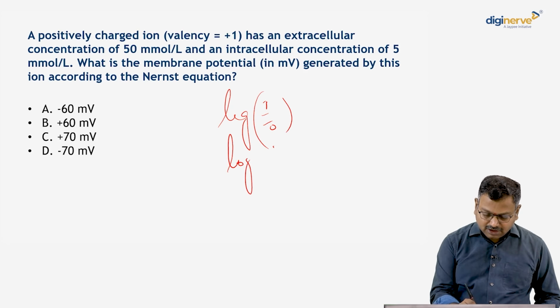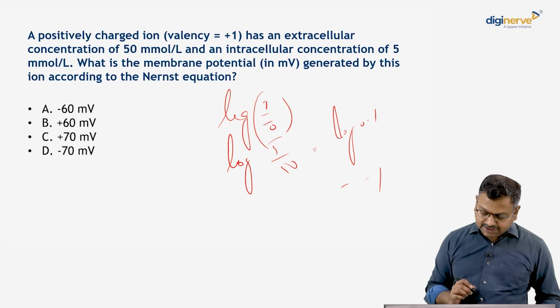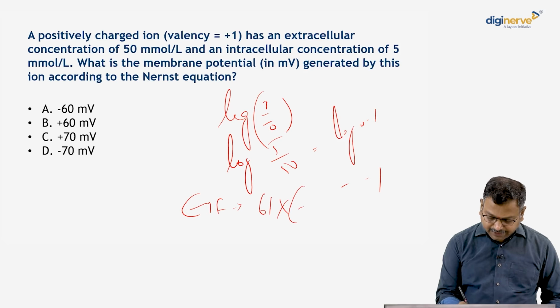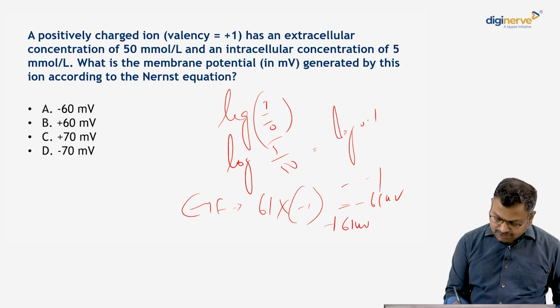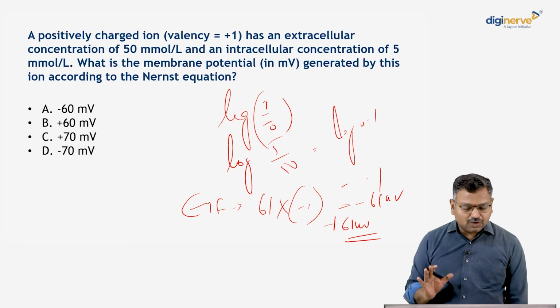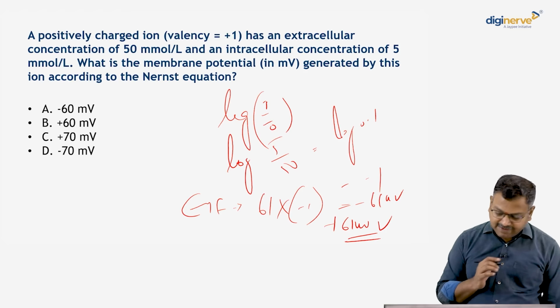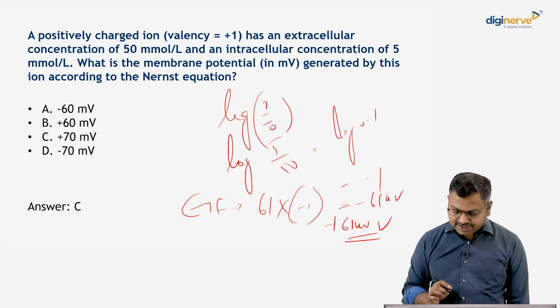So the formula is log 5 by 50, that is log of 0.1, which is equivalent to -1. For the EMF, we use 61 times the log, so it is -61 millivolts. For a positively charged ion, this will be +61 millivolts. So the sign flips since it's a positive ion. The closest option to +61 is +70. So the answer here is +70, which is option C.